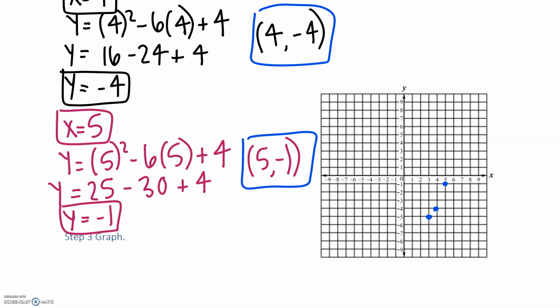Like we said last time, because this is a symmetric function, if we go 1 over from our vertex onto the negative side, so if we go over to 2, we should still be at that -4 because it's going to match up with this (4, -4) over here. The same thing with this 5. If we just go over 1, we're going to be at -1 because it's going to match up with our function. From here we are going to graph that, and that should be it.